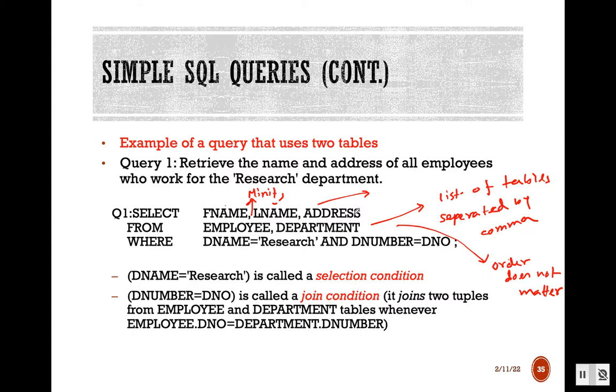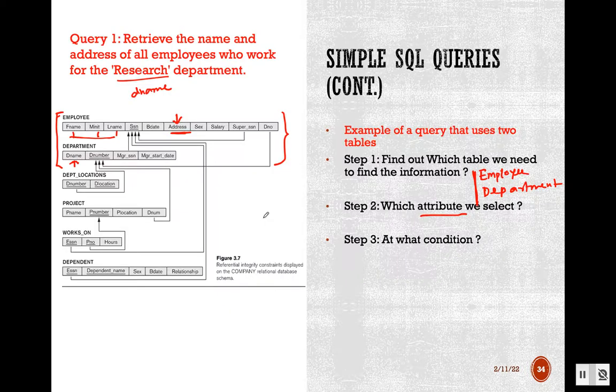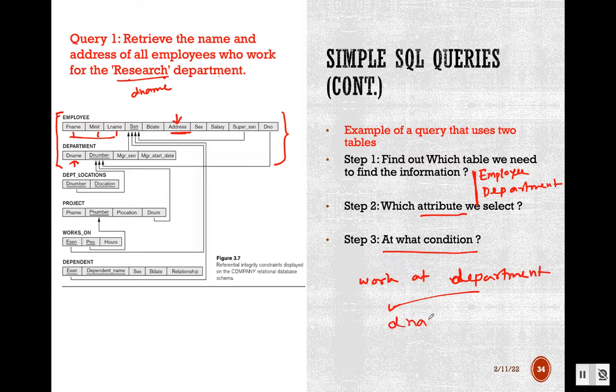All right. Now the third question: what is the condition? The condition is that the D name has to be research. But that's not actually the whole condition. The query says retrieve the name and address of all employees who work for the research department. So the condition is that they work at a department, and that department's D name equals research.